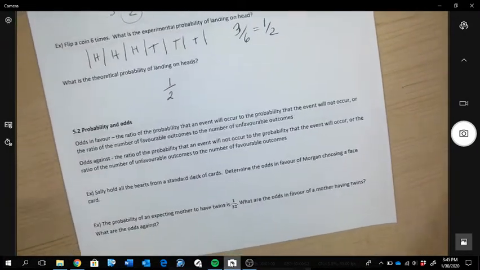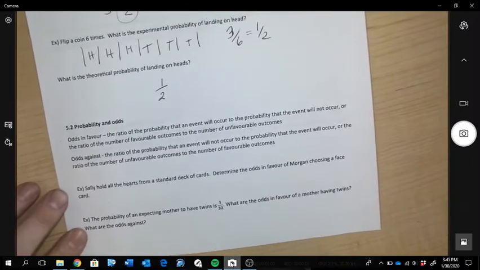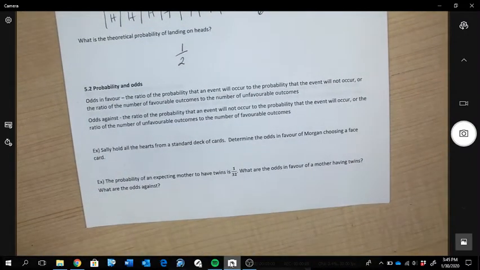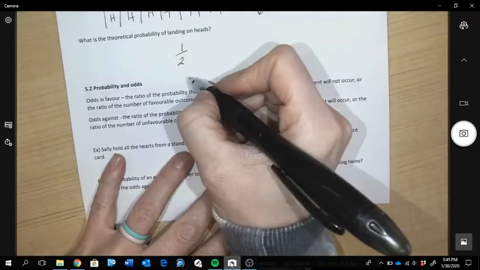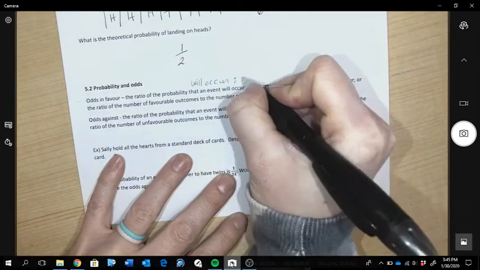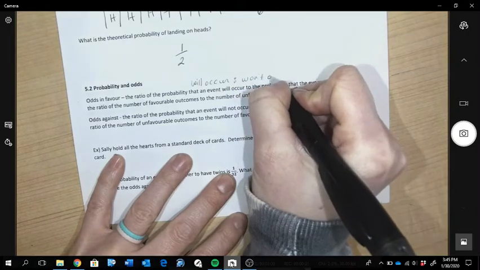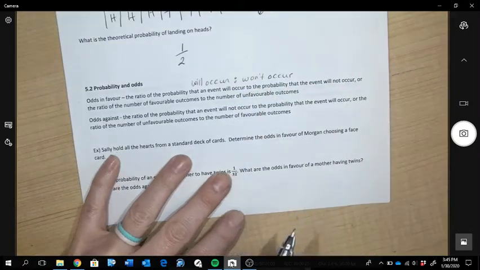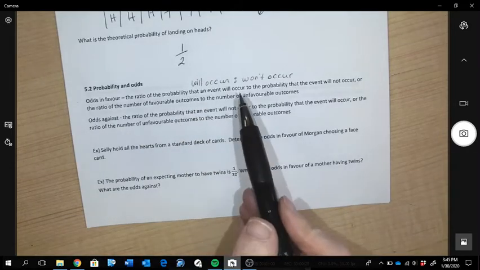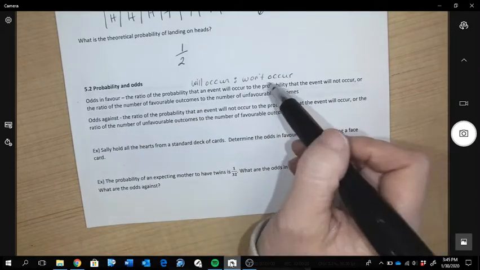Okay, we're going to talk about probability and odds for or against, or in favor or against. So odds in favor is the ratio of the probability that an event will occur to the probability that an event won't. And this often gets kind of tricky because it's not like probability, where it's will occur divided by total possibilities. This piece is different.